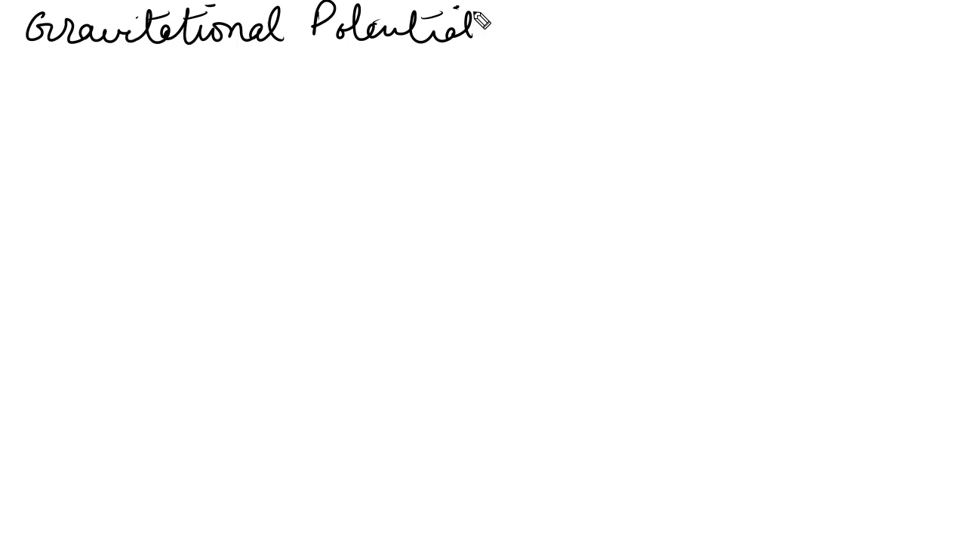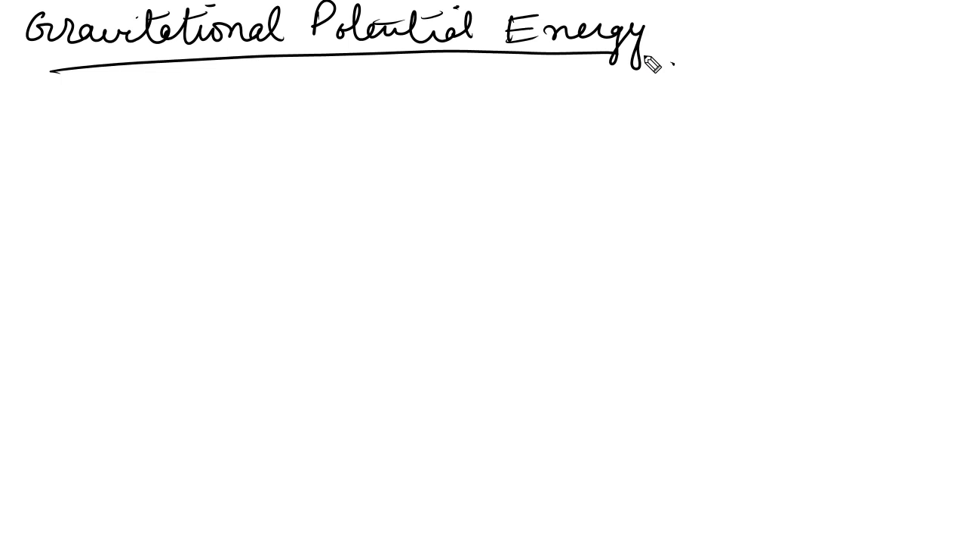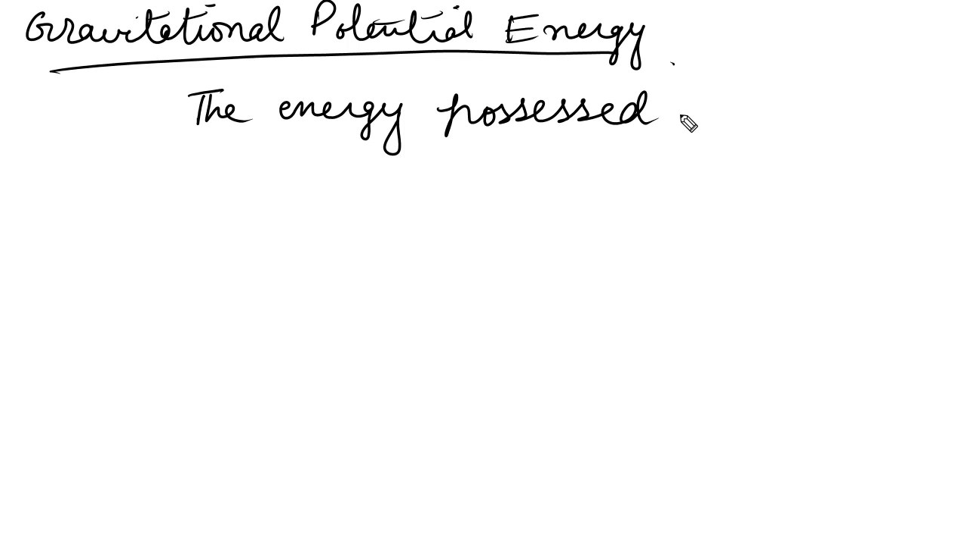Now the next type of energy is the gravitational potential energy. Now you can see, as the name suggests, gravitational, it will be something related to gravity. So it is basically the energy possessed by an object due to its height.